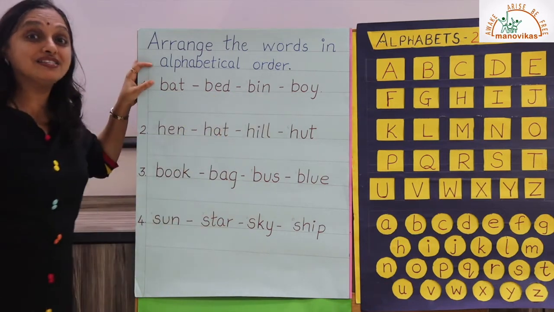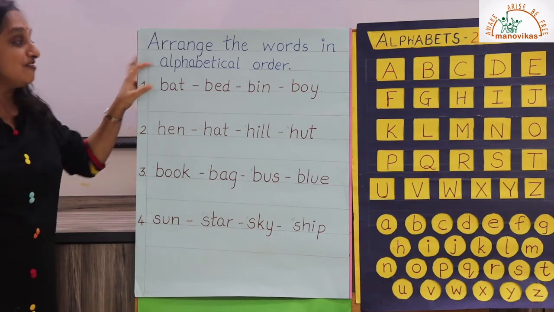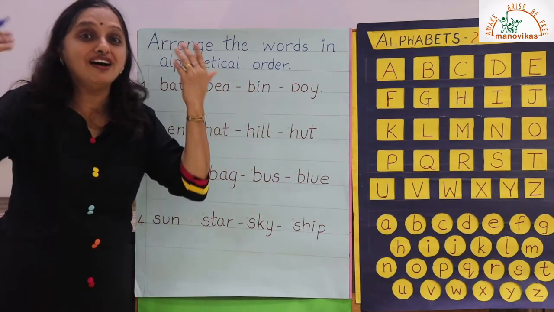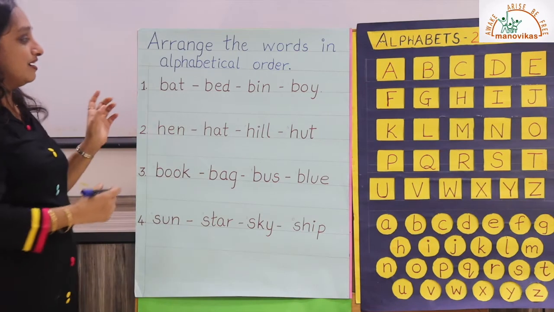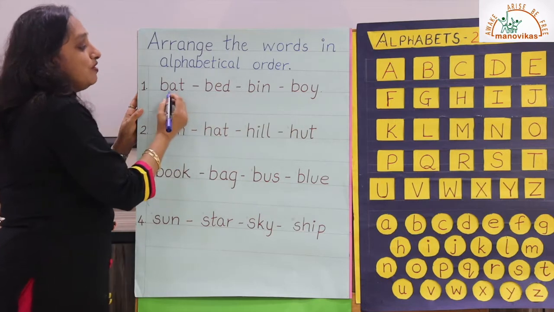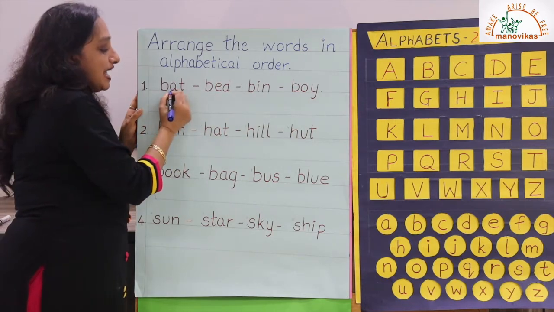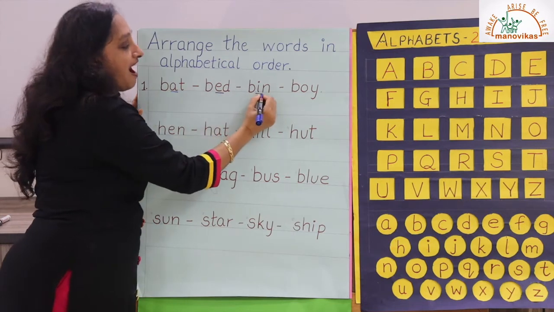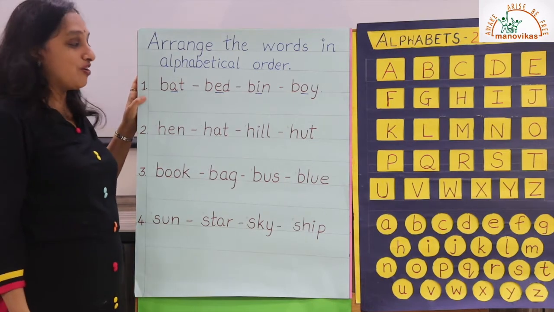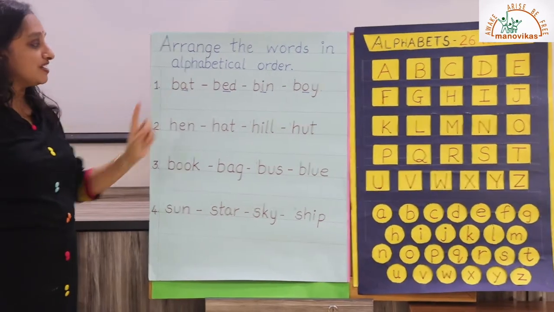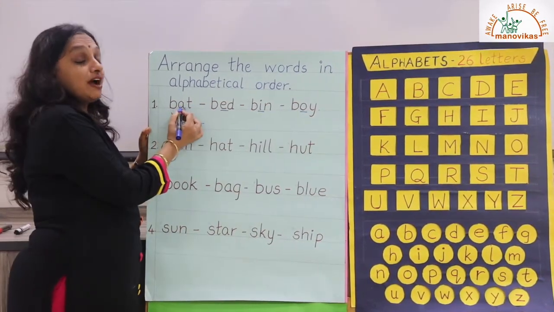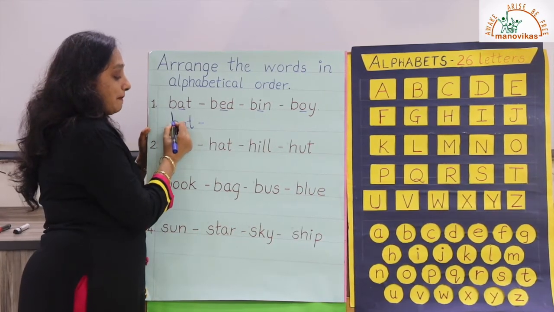To put these words in alphabetical order, when the first letters are the same, we must go to the second letter. Now here, the first letters are the same. So, we look at the second letter. A, E, I, O. Now, which letter comes first? A, E, I, or O? So, children, A comes first. So, we write bat.